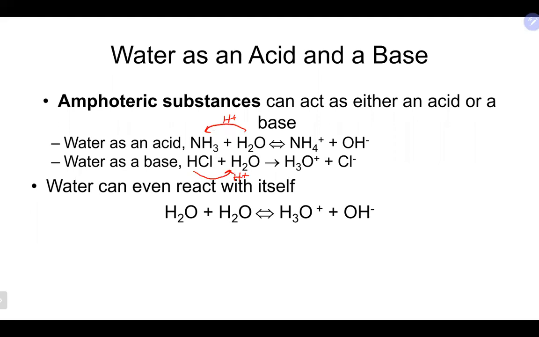Water is an amphoteric substance. It can also react with itself, which is pretty much what happens when water is with water. So one water acts as the acid, the other water acts as the base. We'll just call this first guy the acid. He'll donate it over to the second water, which is the base, and that produces H3O plus and hydroxide in solution.